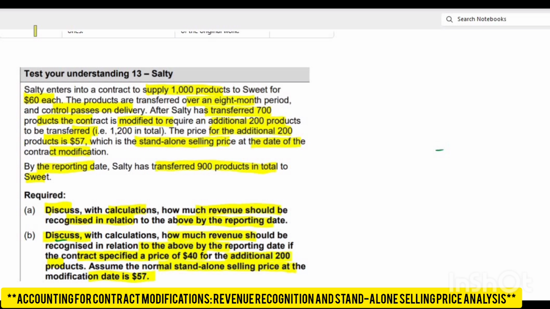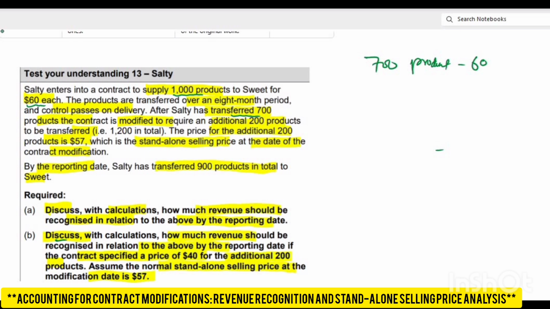So, if you see here in this scenario, supply of 1000 products, the price is 60. Now the products to be transferred. Now they have transferred 700. 700 products have been transferred at the rate of 60.